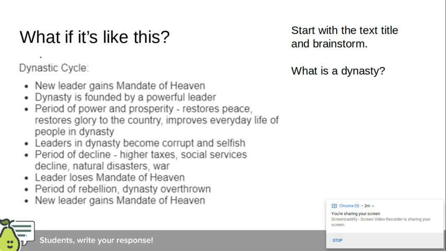What is a dynasty? Dynastic cycle is a dynasty. What do I know about a dynasty? Okay, let me think. We've learned about dynasties in Egypt and in China. So a dynasty is generations of rule from one family, usually passed down from father to son. Okay, that's a dynasty.